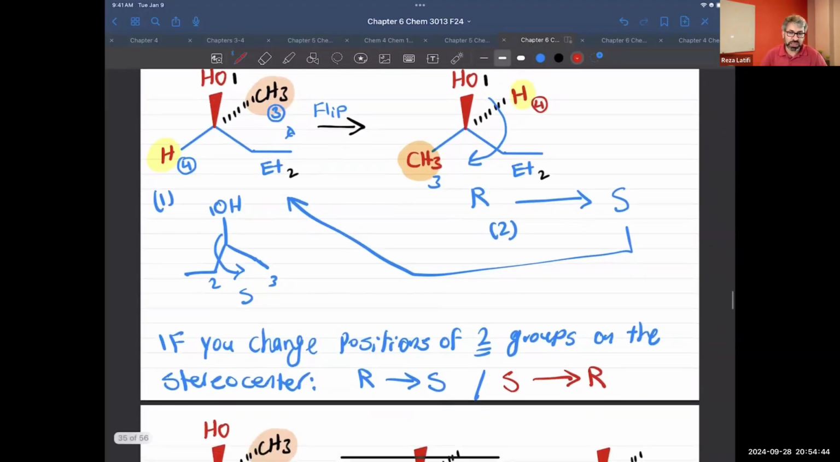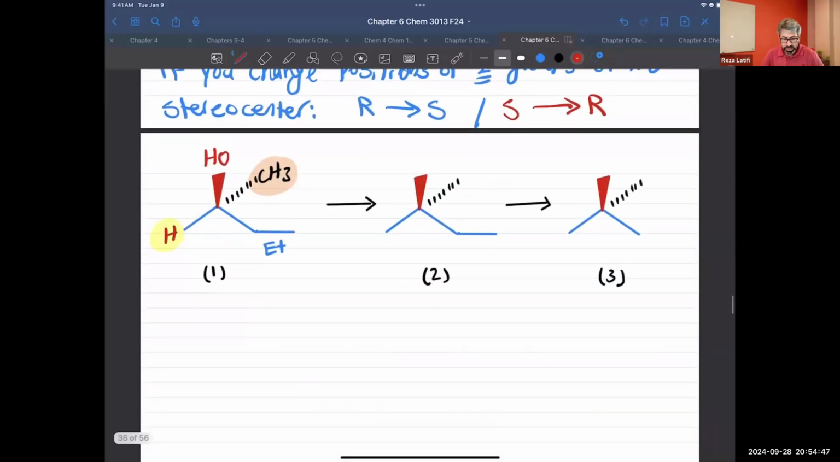And I can prove this one for you. So I have the same structure, and right now I go 1, 2, 3, 4. If you try to assign the configuration for it and you put your eyes here, the configuration is going to be 1, 2, 3. This is going to be S. Let's prove it. I'm going to change the position of hydrogen with methyl. So I will have hydrogen here, methyl is there, and OH remains in the same position.